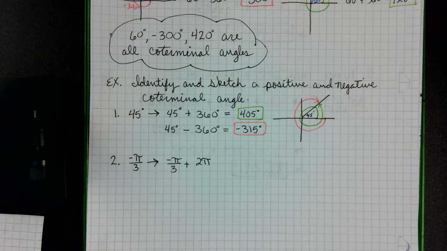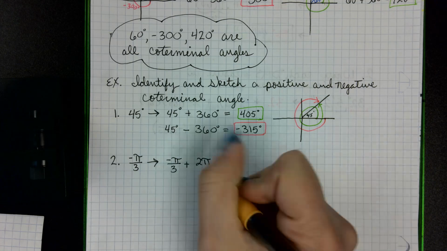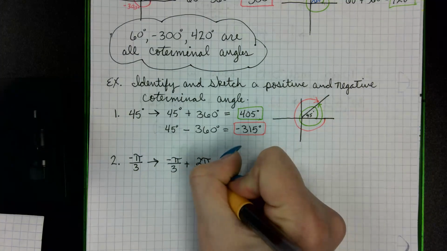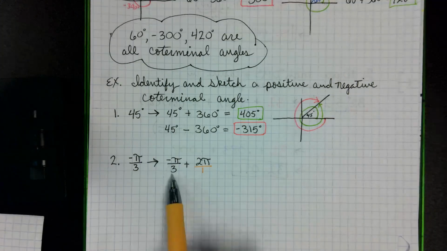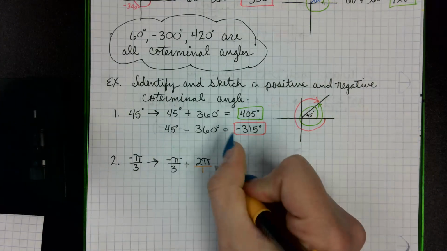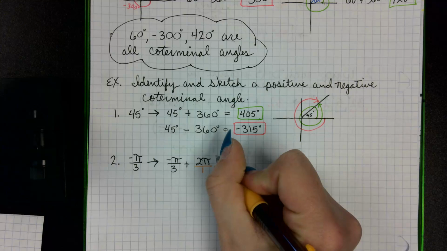All right, since negative pi over 3 is a fraction, we have to make 2 pi a fraction that we can combine with it. So first make it a fraction by putting it over 1. But if we're going to add fractions, they have to have a common denominator, right? Since our angle has a denominator 3, it would make sense that we want a denominator of 3. So multiply top and bottom by 3.